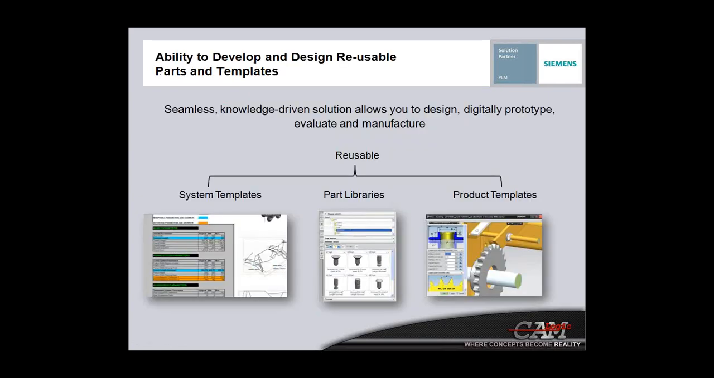Okay, now another important reuse capability is having the ability to develop and design reusable parts and templates. This includes system templates, part libraries, product templates, and more. One example is the Reuse Library. The Reuse Library is a common platform for quickly finding a wide range of reusable design objects. It allows users to drag and drop objects into automation workflows. This seamless, knowledge-driven solution allows you to design, digitally prototype, evaluate, and manufacture much faster. It also allows you to maintain quality and adhere to standards.